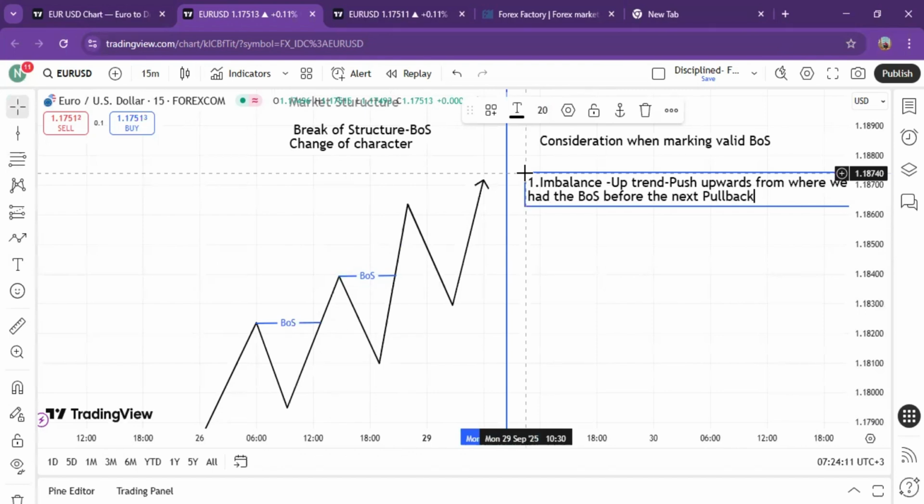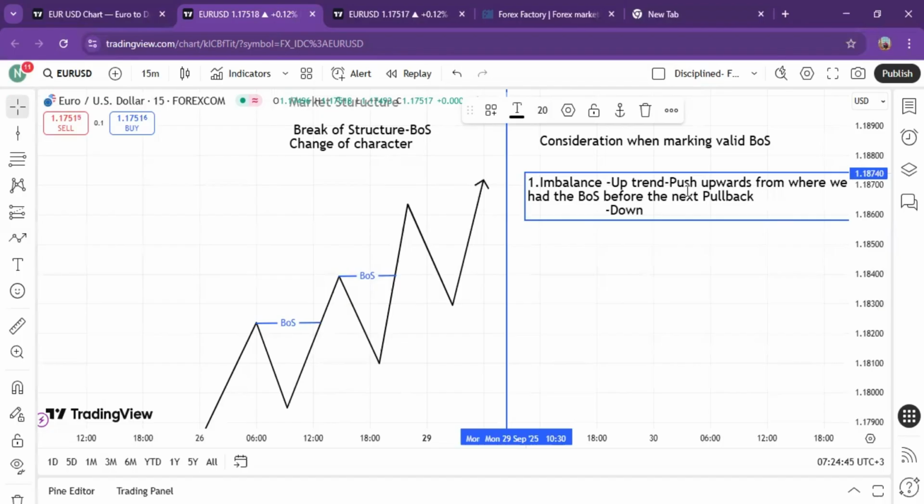Now, let me explain that. One thing that you need to know, who is dominant in the market? That is the question that you should ask yourself. So when we refer to imbalance, I'm talking of in an uptrend, you want to see that buyers are dominant in the market. While on a downtrend market, we want to see that sellers are dominant in the market.